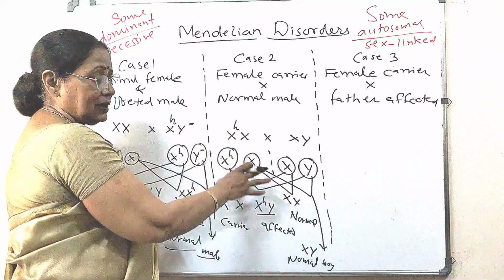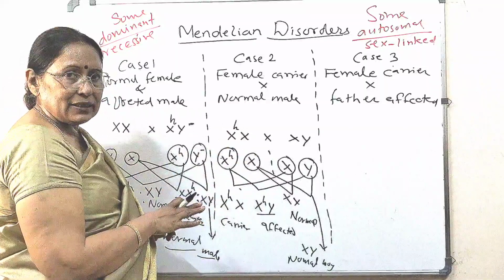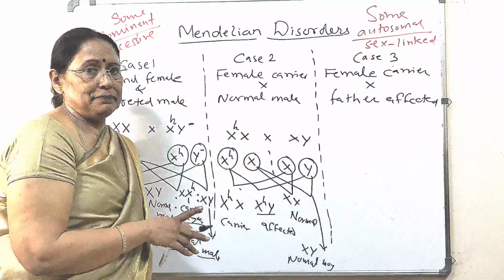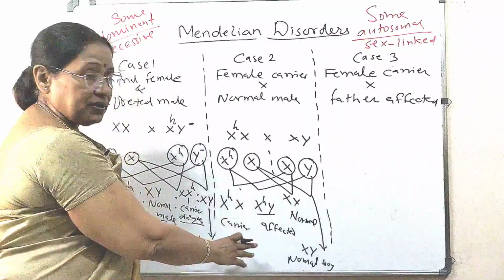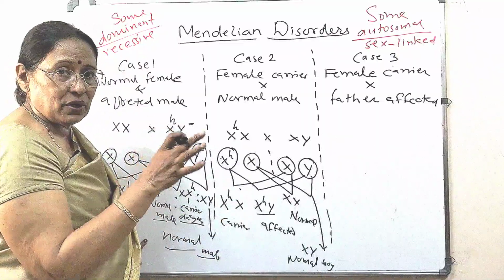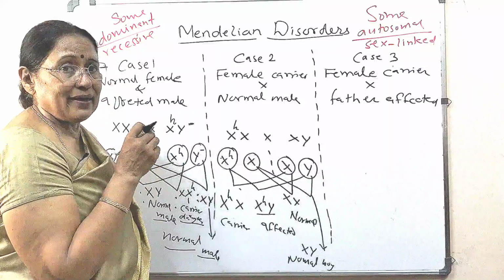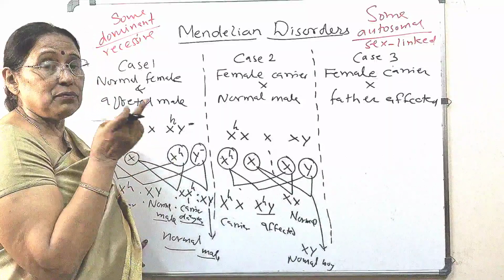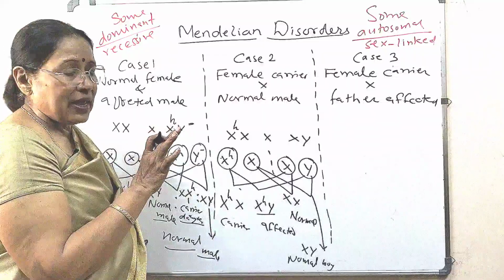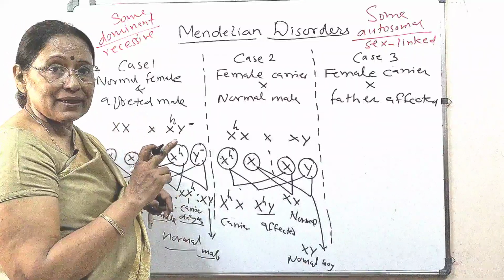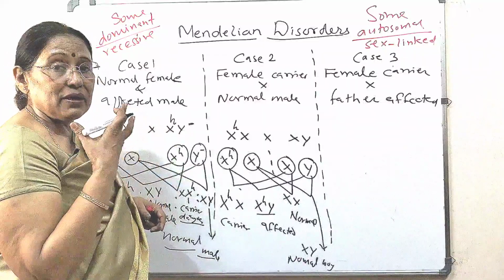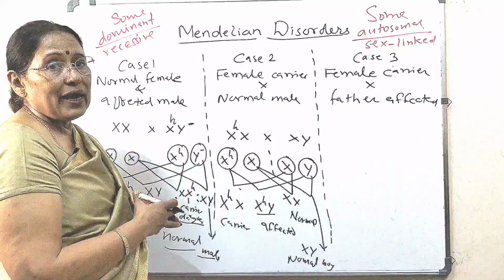First practice drawing this once or twice, it is not difficult at all. Now the last one: here everywhere you are seeing that only the boys are affected. Girls, even if they get the gene, are carriers because they have one more X to protect them. Now we will see case 3, where the female is also affected.